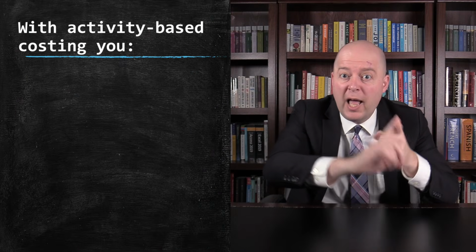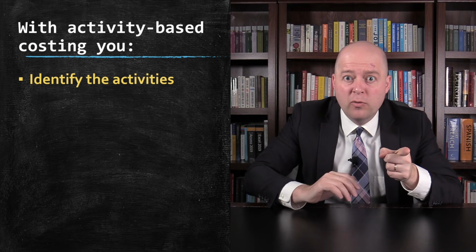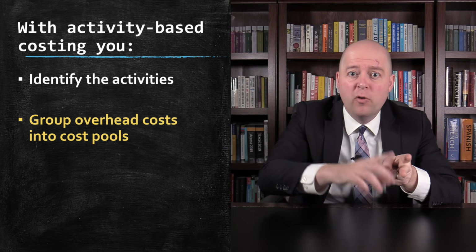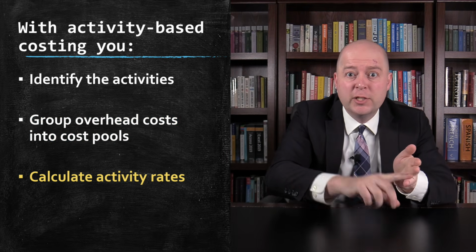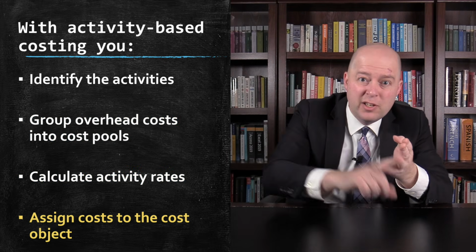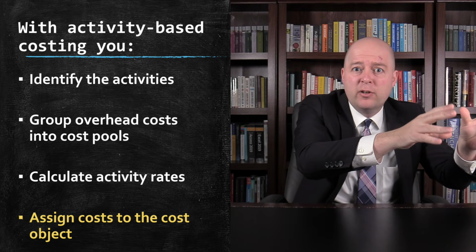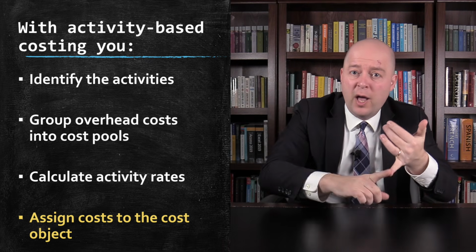But with ABC, you logically identify the activities that cause overhead to be incurred. Then you group the overhead into cost pools based on the activity type, calculate activity rates for each of these cost pools, and then use the activity rates to assign overhead costs to the cost object, which could be a product, a customer, or a department. Thus, with ABC, you're identifying all the different activities that drive overhead costs, and then you're allocating overhead costs accordingly. With ABC, costs are allocated based on cause and effect relationships, not using a single arbitrary cost driver.